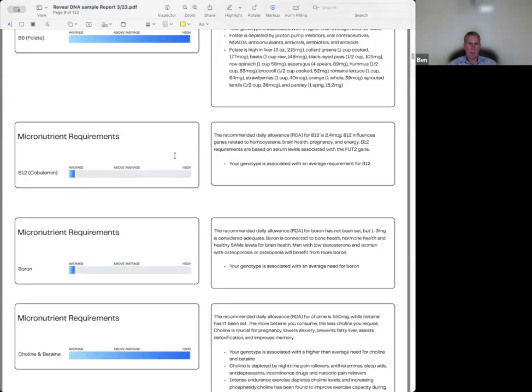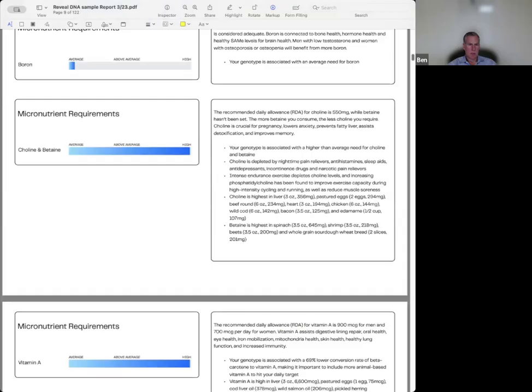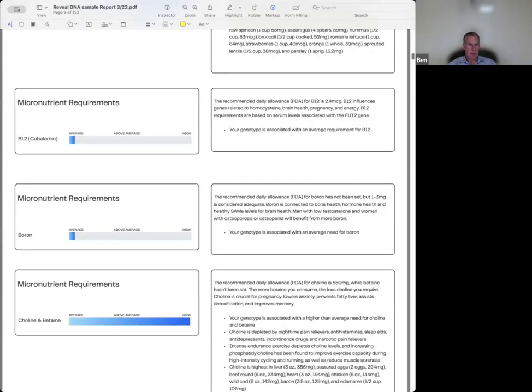Next comes B12. So in this case, this person did not have a high need for B12. And again, you can see it's related to homocysteine, brain health, pregnancy, and energy. The gene itself is FUT2. And if this person had an above average or a high need, there would be the dietary recommendations right here, as well as down below.